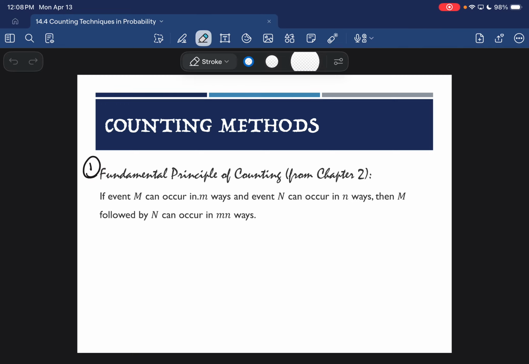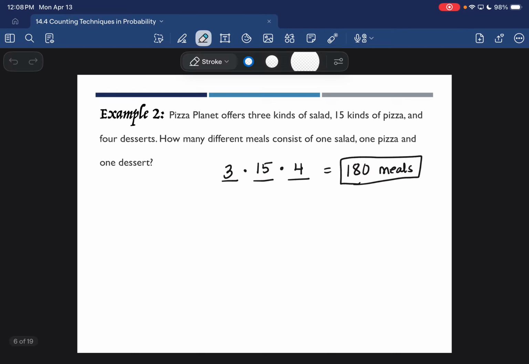Counting method 1 is the fundamental principle of counting. It comes from chapter 2 originally, and it talks about if you have 2 or more stages of a situation, so they call them events, then you can multiply the number of ways each of those events can occur. And we had seen an example, just as a reminder, of Pizza Planet. We had a meal deal where we were choosing the salad, the pizza, and the dessert. Those were the 3 different events, and we multiplied the outcomes of each of them by one another.